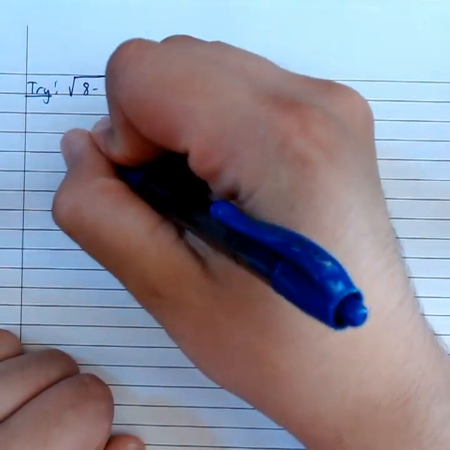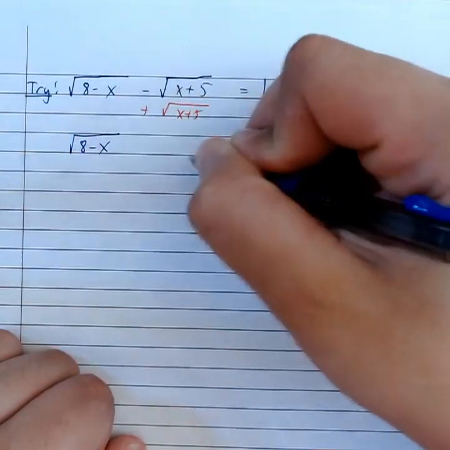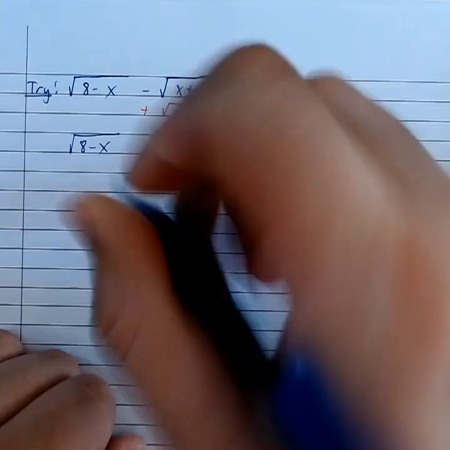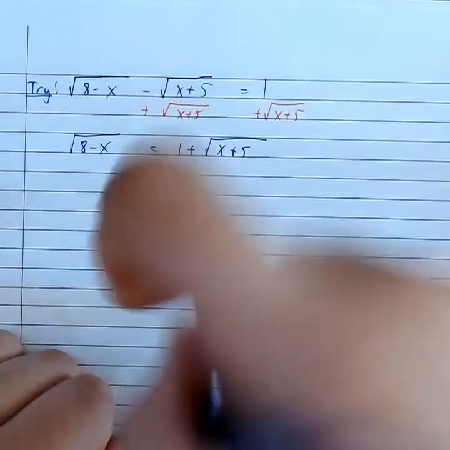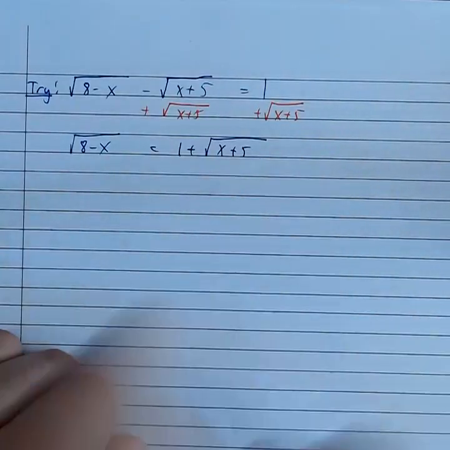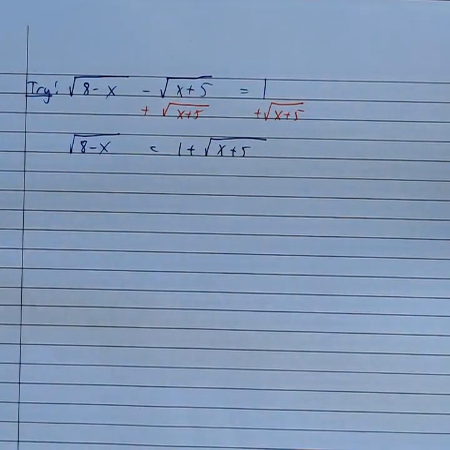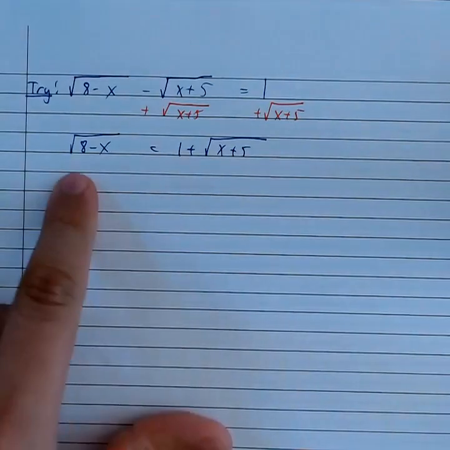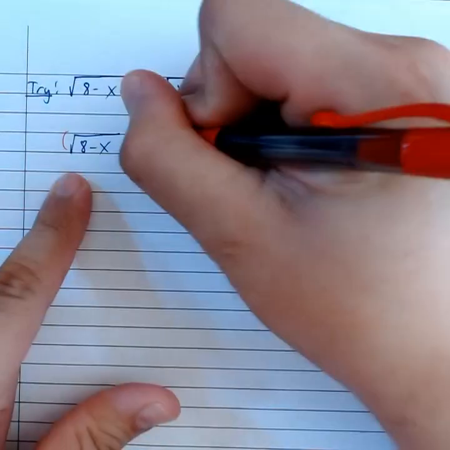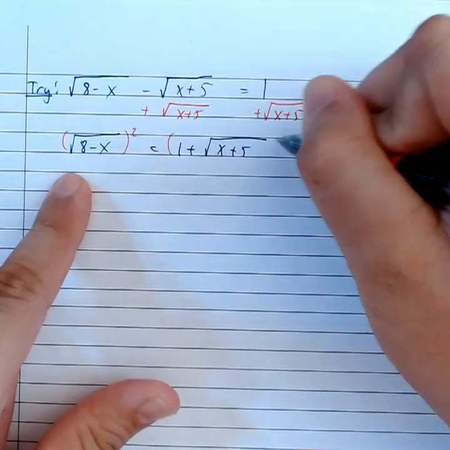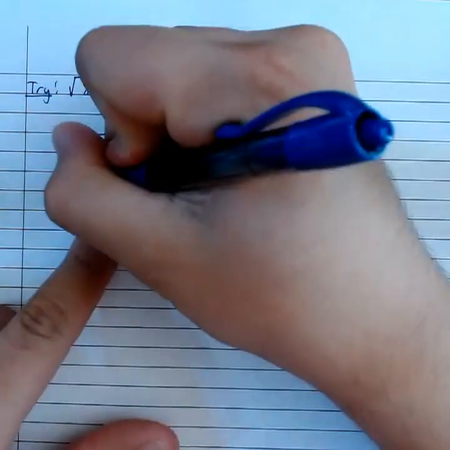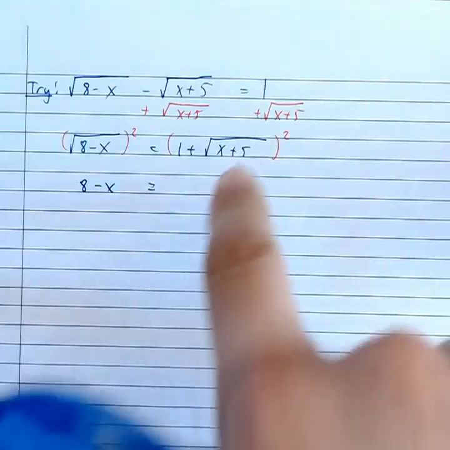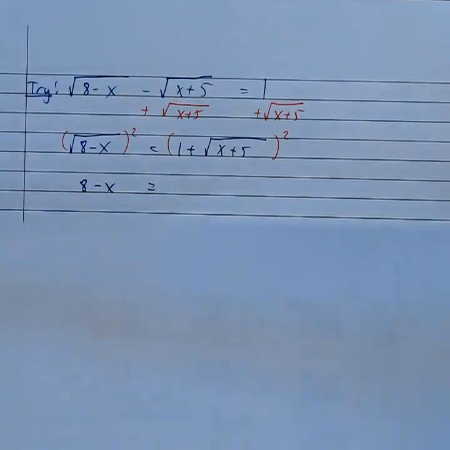So here, that's going to give me the square root of 8 minus x equals 1 plus the square root of x plus 5. Or if you write the square root first and then the plus 1, that's fine too. It's addition, so it doesn't matter what order you write it in. Okay, so now we're going to square both sides. Squaring this side is easy because you're just going to get rid of the square root. Squaring this side is going to take some more work. So 8 minus x. This one, let's do off to the side. It's going to take a bit of work.